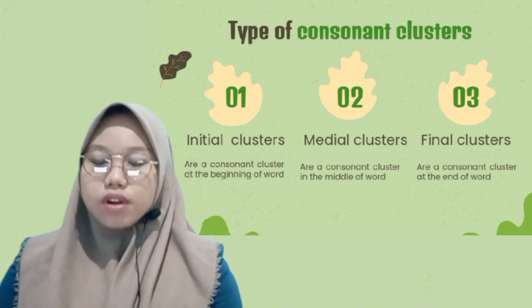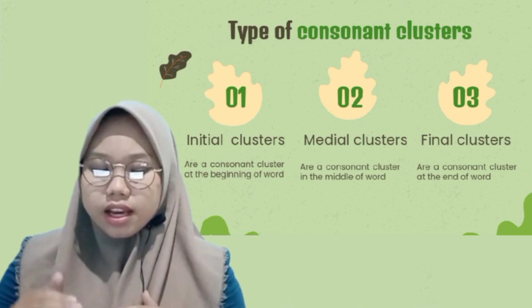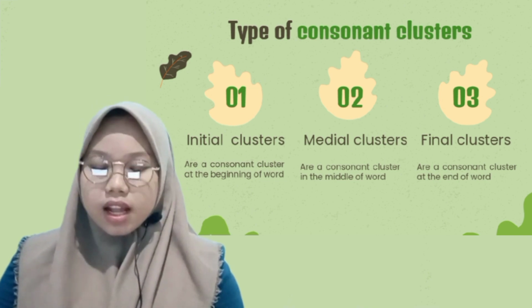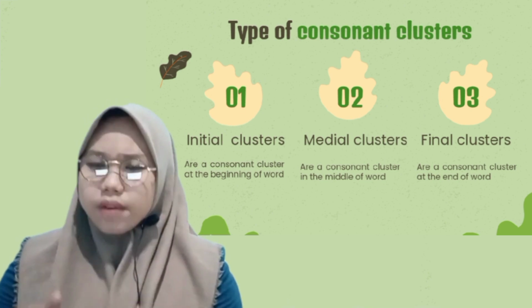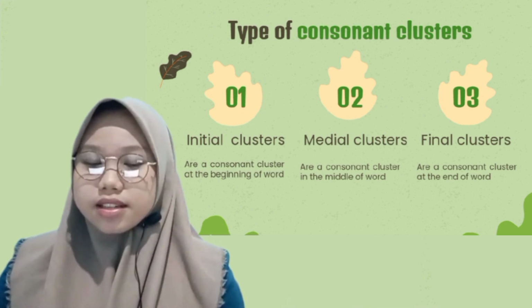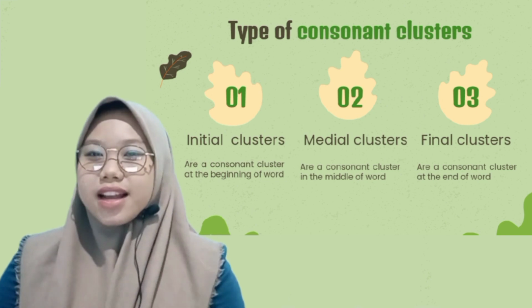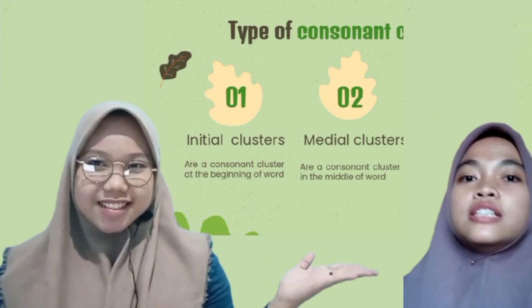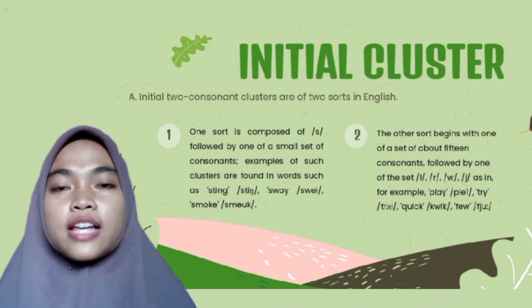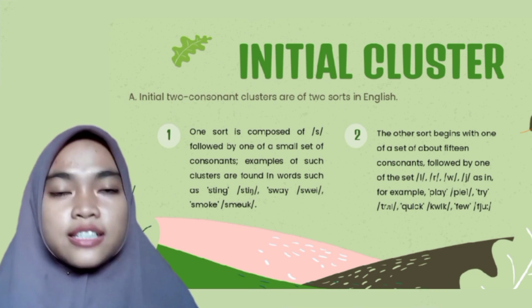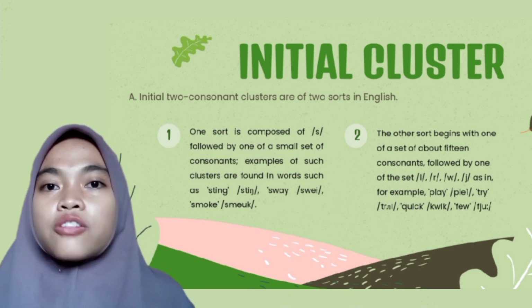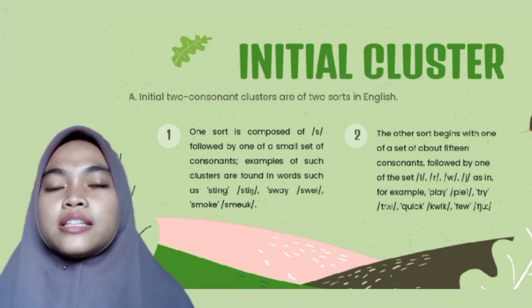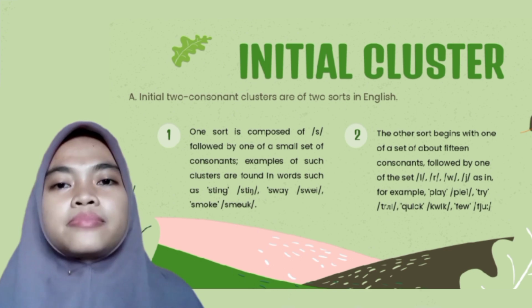Okay, do you want to know more specifically about clusters? Like two-member or three-member examples and more explanation about clusters? If you want, let's move on to the next slide. First type of consonant cluster is initial cluster. Initial cluster is a consonant cluster at the beginning of words.